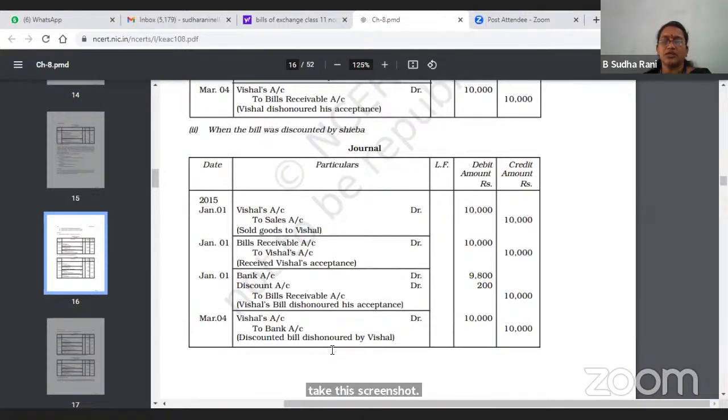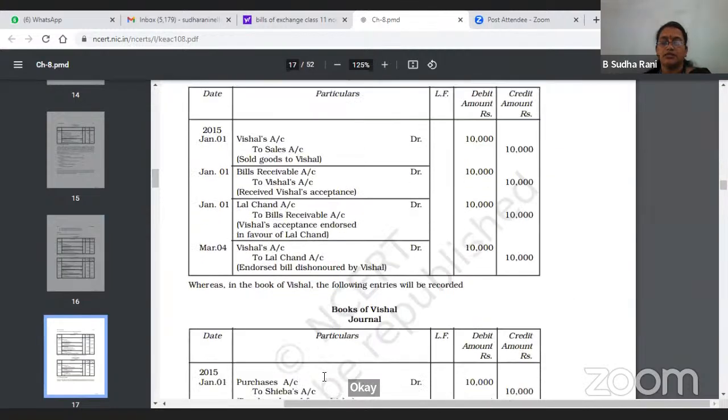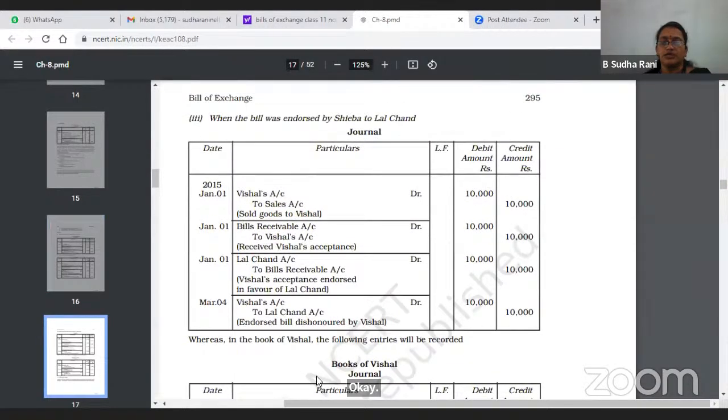Bill discounted and dishonored. Okay. Next situation, again take the screenshot. Endorsed and dishonored.